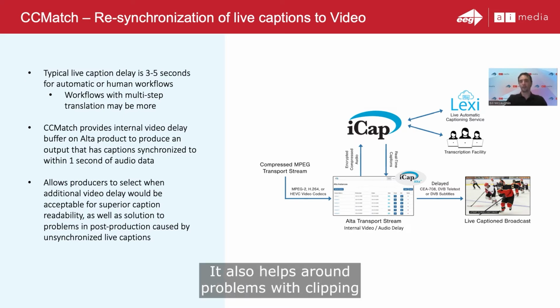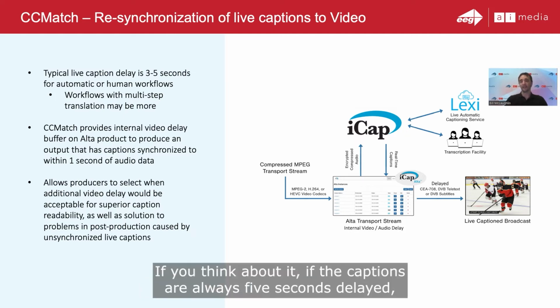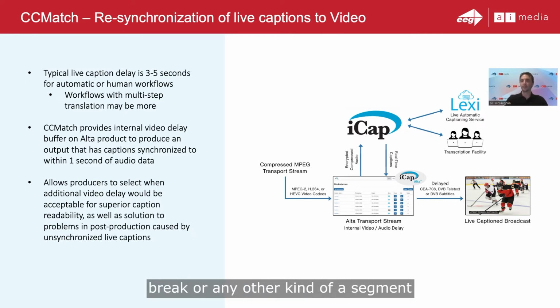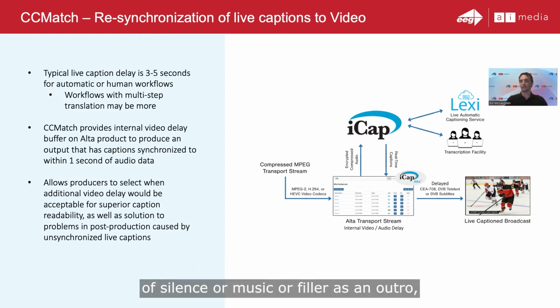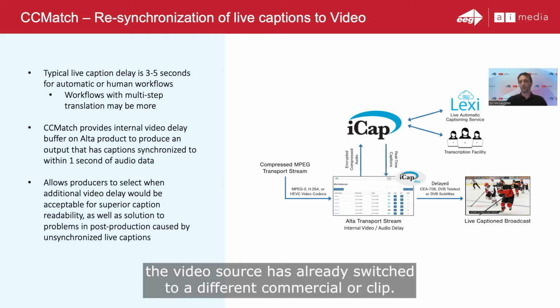It also helps around problems with clipping off of captions at the end of segments. If you think about it, if the captions are always 5 seconds delayed, the implication will be that if you have a commercial break or any other kind of segment or change, and there's less than 5 seconds of silence or music or filler as an outro, then some of the captions may not appear on the stream until after the video source is already switched to a different commercial or clip.